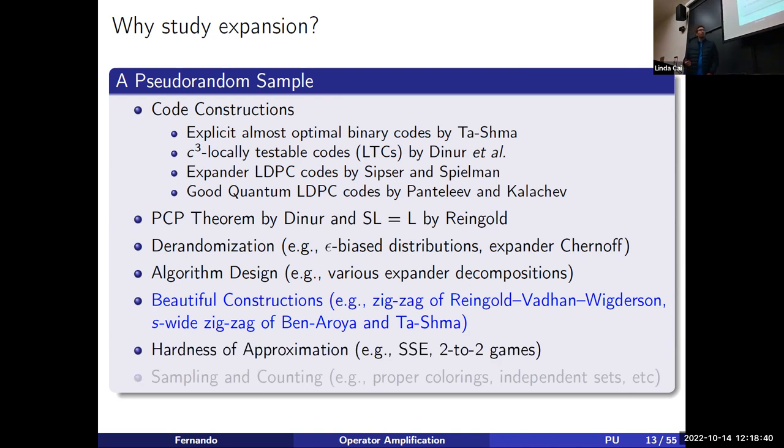Inheritance of approximation, right? Some problems, like small set expansion, SSE, are problems about expansion of graphs, so even the nature of the problems is there. The 2-to-2 games, a previous step before unique games, use expansion in some of the tests there. We mentioned sampling and counting, right? If you want to approximately sample a proper coloring of a graph, or approximately sample an independent set of the graph, it's used there. So it's really, I think, fundamental.